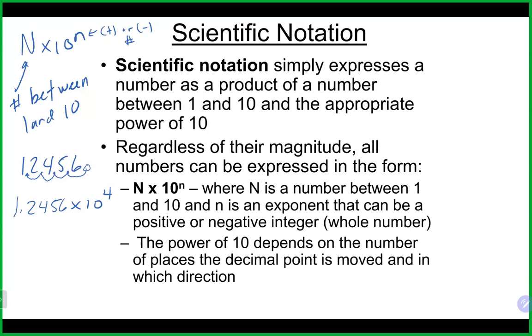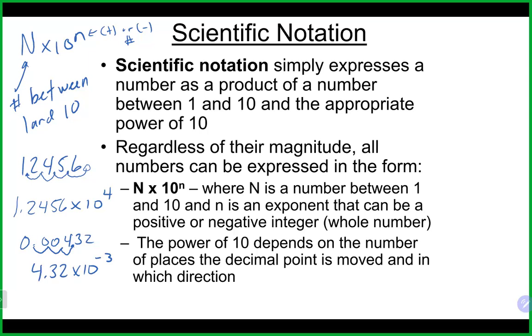Now, if I had something like 0.00432, here again, I need to go one place. That will not get me a number between 1 and 10, as that's 0.04. One more place is 0.4. So I do need to go one more place. That will give me 4.32 times 10 to the minus 3. Again, negative here because that is a small number, or I move my decimal place to the right.